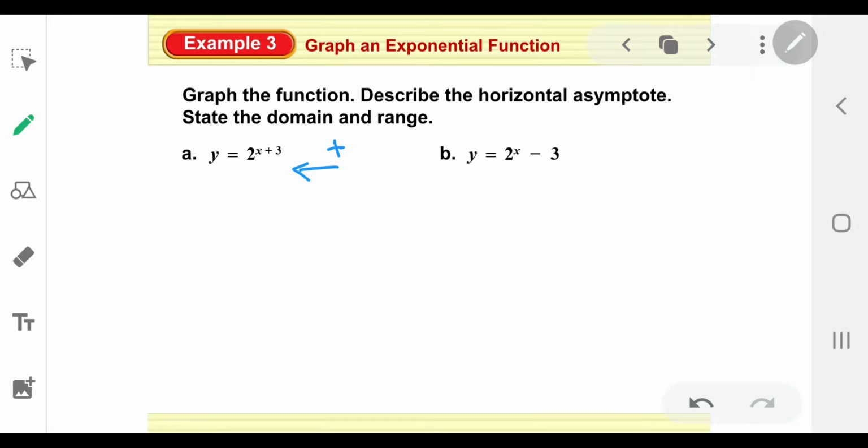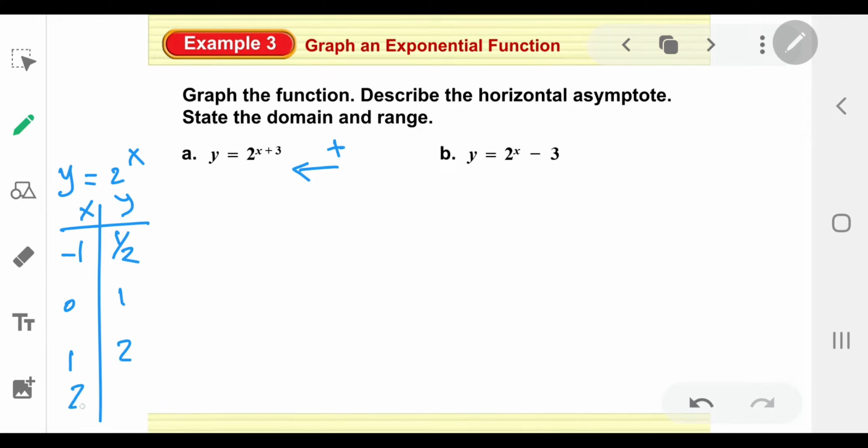You always start with the basic one, y equals 2 to the power x. You construct a table of values. I think it's more than enough to use only 3 points in this case. I can use negative 1: 2 to the power negative 1 is half. 0, which is always 1, corresponds with the y-intercept. 1: 2 to the power 1 is 2. We can also use 2 to the power 2, which is 4.